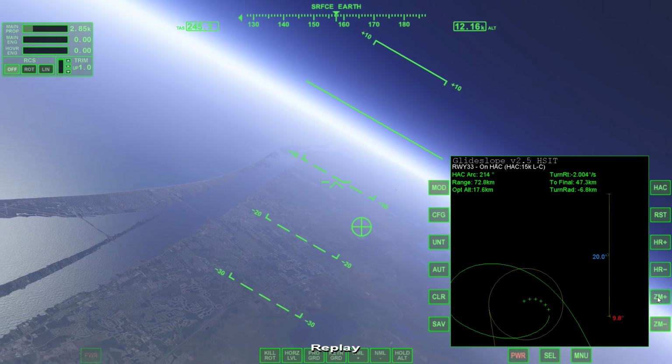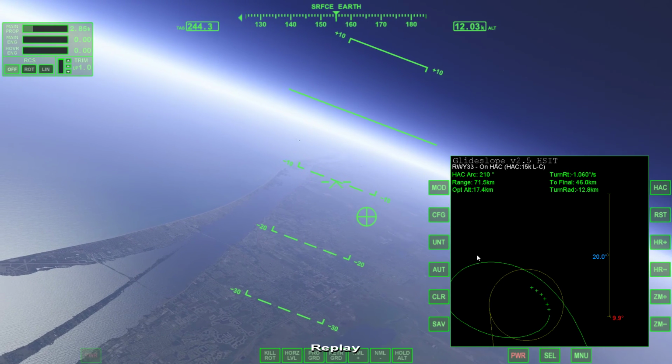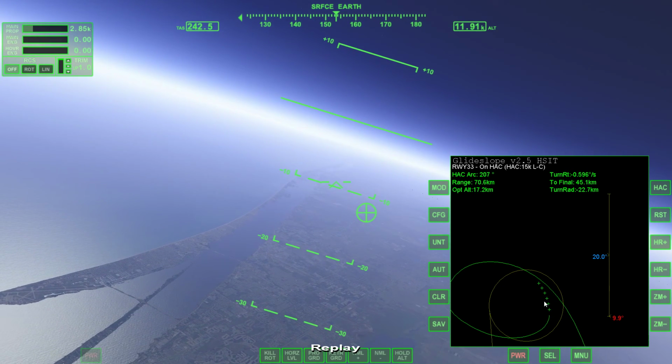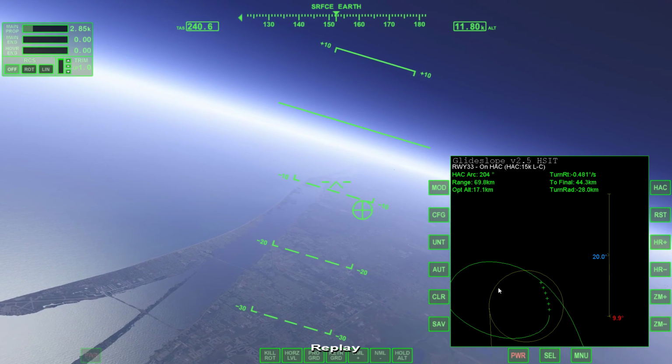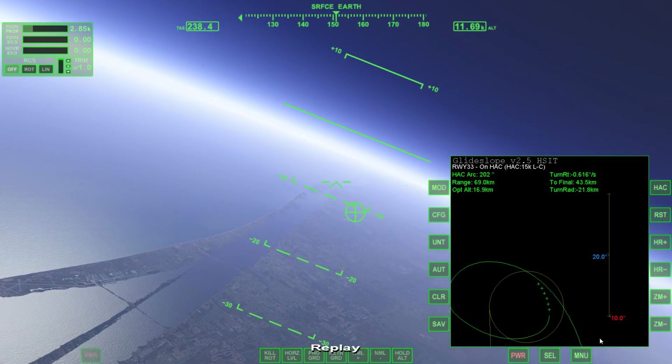I'll zoom in on the hack. You can see how sloppy that is. It doesn't even look like a circle. But we will go all the way around here and then come back to the runway.